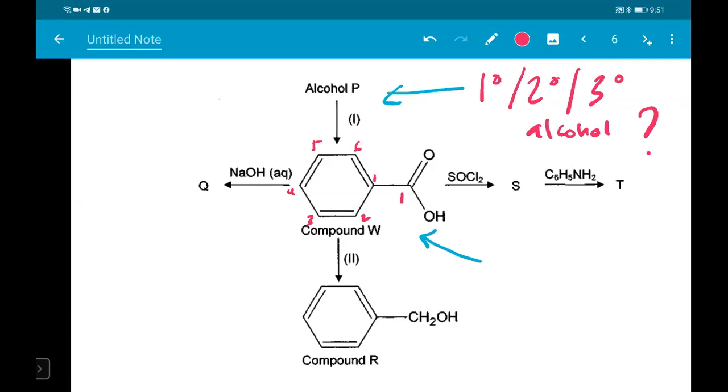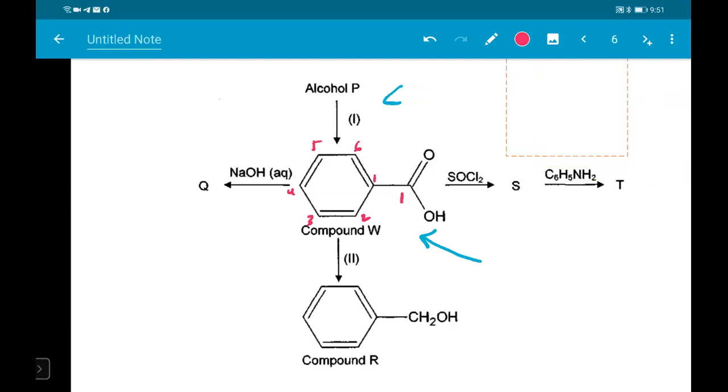Definitely Nisa betul, the answer will be primary. Because only primary alcohol will be converted into carboxylic acid. Alright, secondary alcohol tak boleh jadi carboxylic acid, paling tinggi pun ketone. Tertiary lagilah tak guna, it cannot even be converted to carbonyl groups. So guys, you know that this will be a primary alcohol.